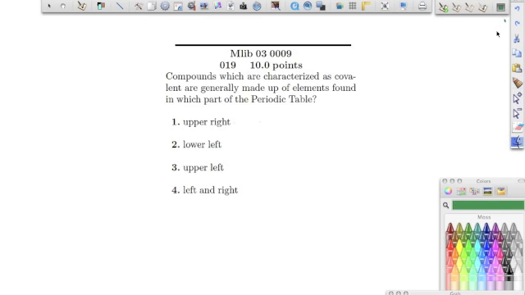Okay, moving on to number 19, it says compounds which are characterized as covalent are generally made up of elements found on which part of the periodic table. Now, covalent compounds are made of nonmetal plus nonmetal bonding, and we know that nonmetals are found to the right of the stair step. So it wouldn't be the lower left, the upper left, or the left and the right. It is to the right of the stair step, which in that case is the upper right, which is going to be the correct answer.